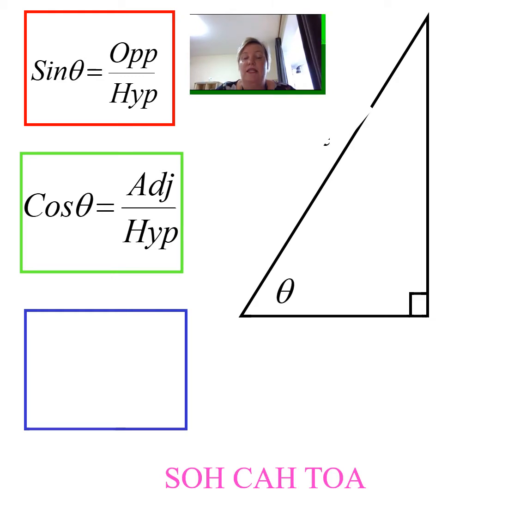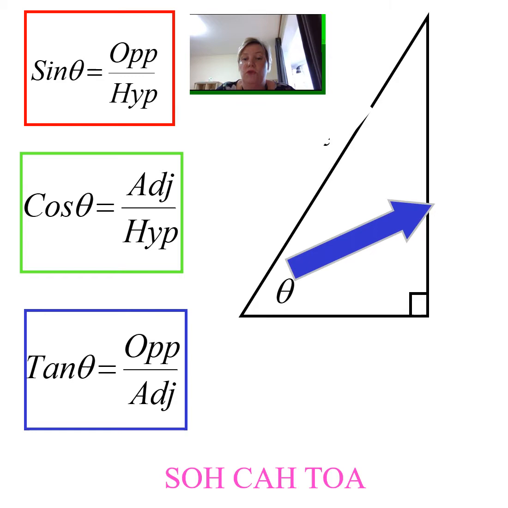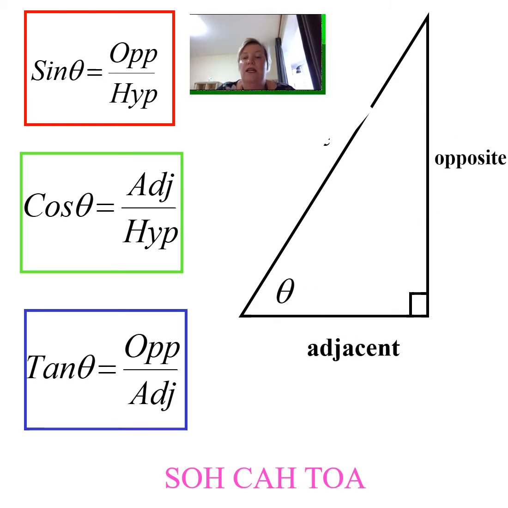And the last one is the other two sides. So we use tan when we have the two short sides. So the opposite one, where the blue arrow is, and also the adjacent.